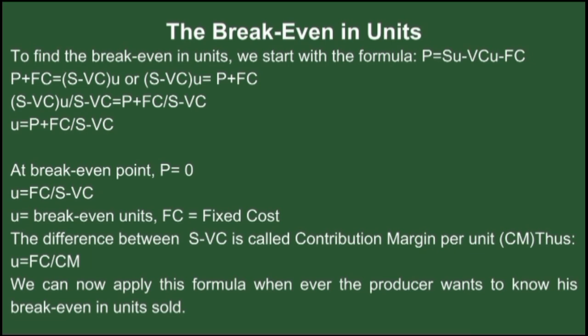Now, the difference between S less VC is called the contribution margin per unit, or the unit contributed to sales. So, U equal to FC divided by CM, or contribution margin. So we can apply this formula whenever the producer wants to know his break even in units sold.